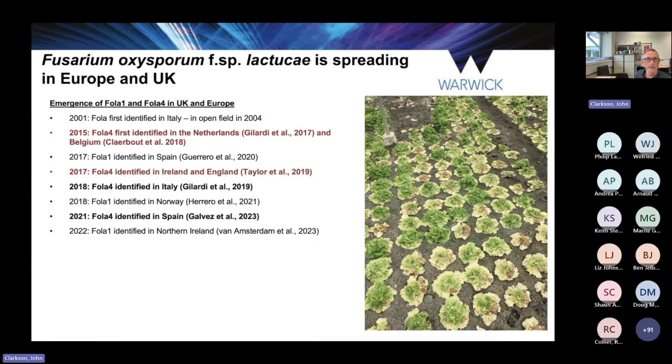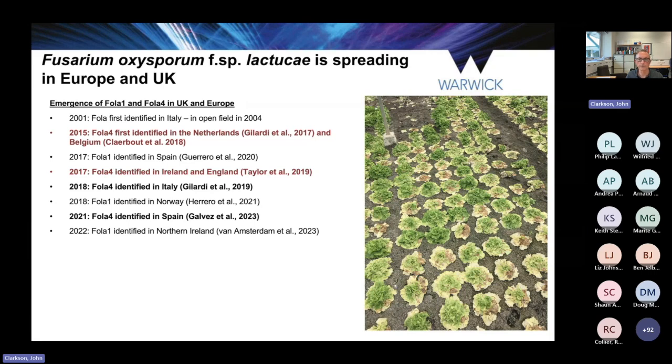Going back to lactucae, again, I mentioned this new race, so race 4 spreading in Europe and the UK, where previously Fusarium in lettuce wasn't a problem. I'm not expecting you to read all this text, but this is a kind of timeline, if you like. And I've just highlighted a couple of instances there in red. So 2015 was when race 4 was first described. So it's first identified in the Netherlands, and subsequently in Belgium. And for Ireland and England, we first identified that race 4 in 2017.